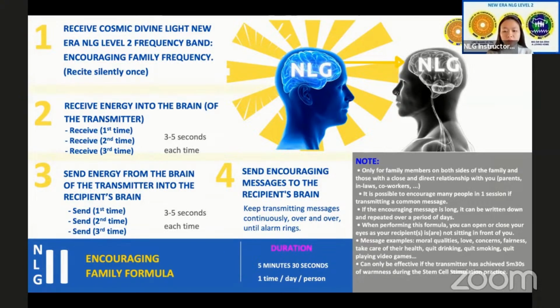When performing this formula, you can open or close your eyes as the recipients will not be sitting in front of you. So basically, when you practice this, you don't want to tell the recipient. You just do it silently in your own time. Because this formula is usually used in situations where you can no longer talk to the person.